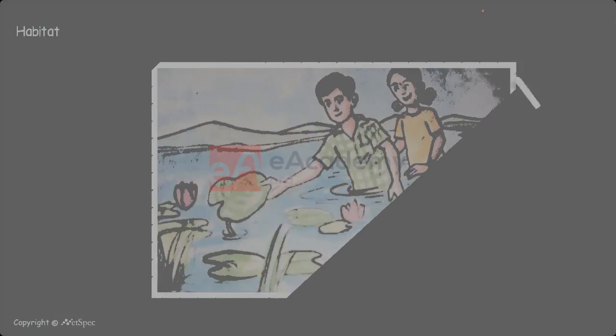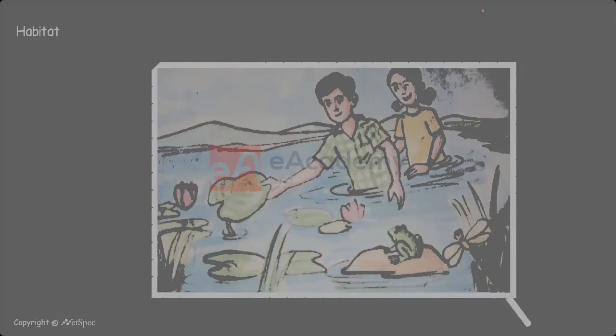Part 1. Let us discuss in this part about habitat. What is meant by habitat? Before going to the lesson, let us observe the following picture. What do you see in this picture?